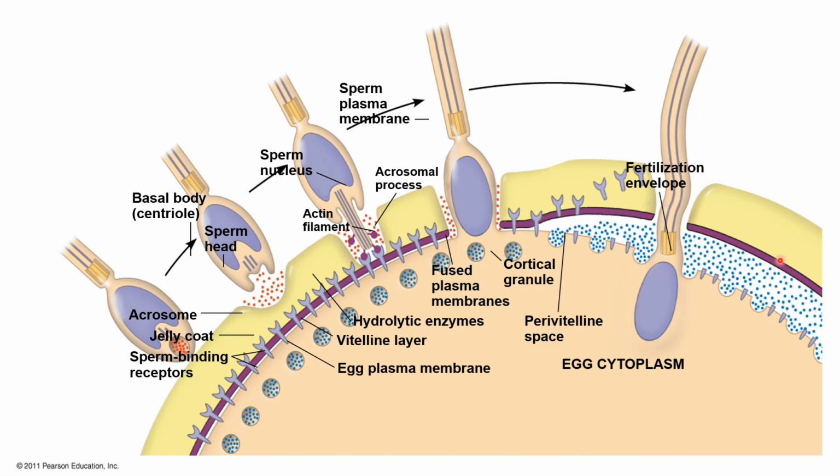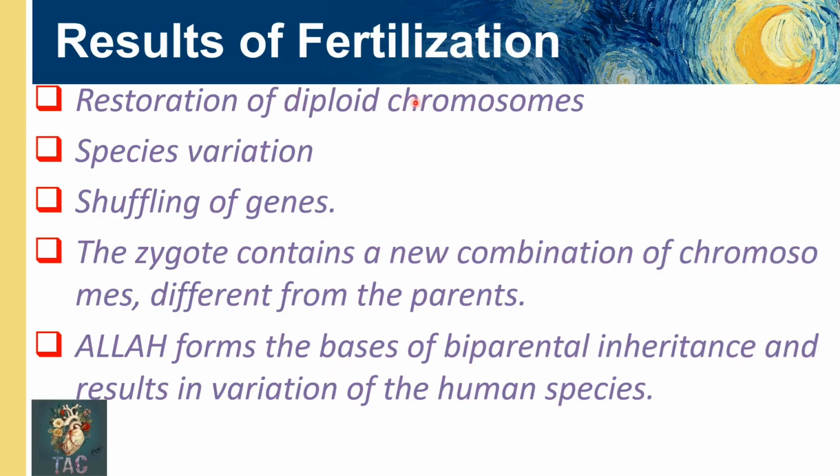Another important thing you must remember is that in human beings no true zygote containing a membrane-bounded nucleus is ever formed. In human beings no true zygote is formed which is bounded by a nuclear envelope. So what are the results of fertilization? Important viva question. The restoration of the diploid number of chromosomes, species variation, and the shuffling of genes. The zygote contains a new combination of chromosomes different from the parents, and forms the basis of biparental inheritance and results in variation of the human species.